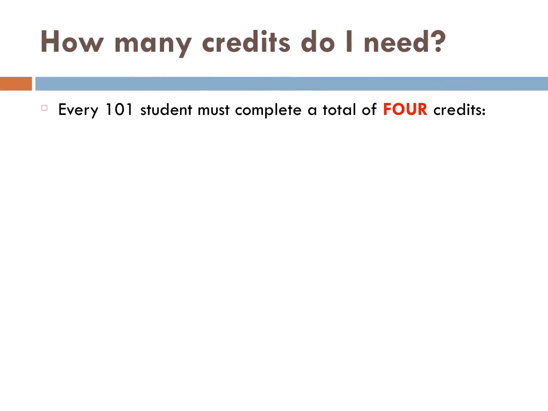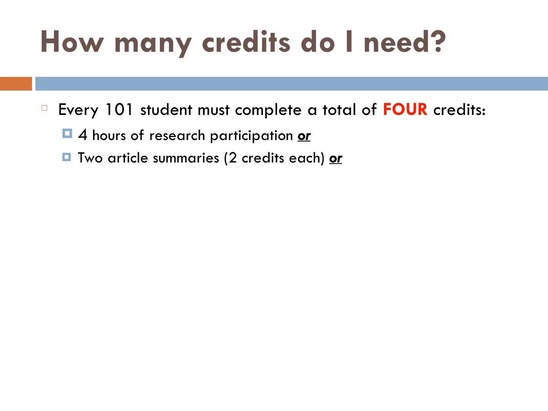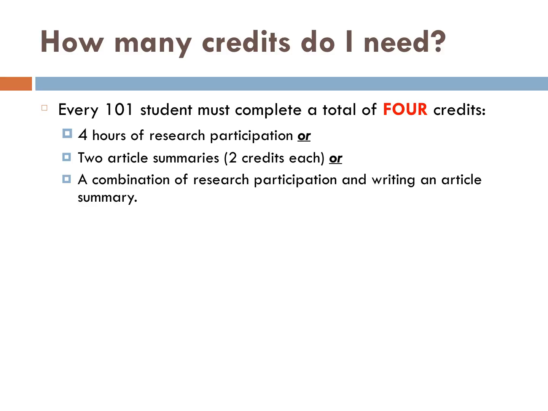So what you need to know is that every Psych 101 student is required to obtain a total of 4 credits to complete the requirement. Now, these credits can come in one of 3 ways. First, you can complete 4 hours of research participation, which involves signing up for studies, for which you receive 1 credit for every hour of research participation. You can also complete 2 article summaries that are worth 2 credits each. Or you can do a combination of both by both participating in research studies and writing an article summary.